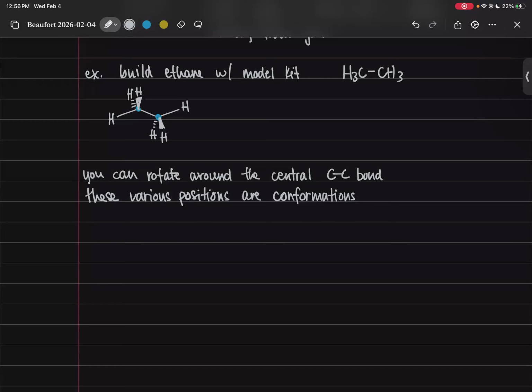So our skeletal structure with the wedges and dashes doesn't really do a great job of showing conformations, right? Because as I've been demonstrating this to you, I've been looking at it where we're looking straight down the carbon-carbon bond. So it'd be really nice if we had some way to draw from this perspective. Spoiler alert, there is.